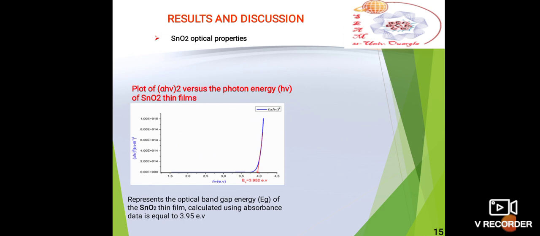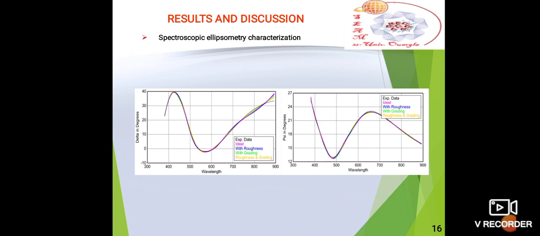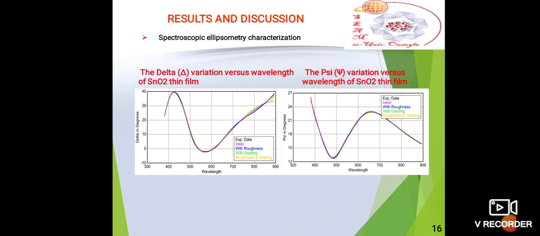Plot of energy for the tin oxide thin film represents the optical band gap energy of the tin oxide thin film, calculated using absorbance data, equal to 3.95 electron volt. The transmission spectra of the tin oxide thin film is equal to 90% in visible light. Spectroscopy ellipsometry characterization: the delta variation versus wavelength and the psi variation versus wavelength of the tin oxide thin film.